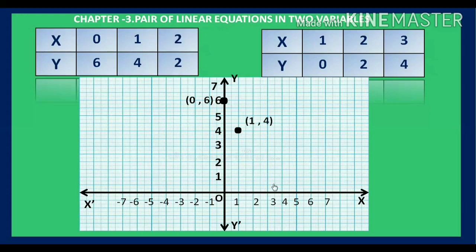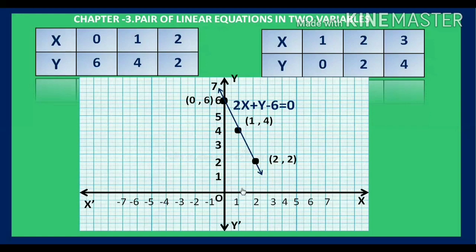The third is (2, 2), x is 2 and y is 2. This is the position for point (2, 2). Let's put a point here. So these are 3 points. First we join them with a straight line. Now we can write the equation also, 2x plus y minus 6 equals to 0. So we represent the first equation as a straight line.